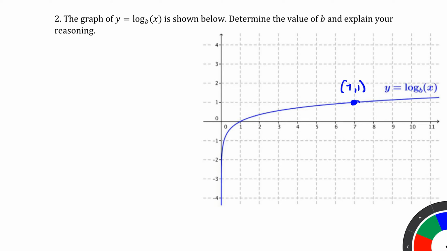So if the x value is 7 and the y value is 1, I can replace those in my equation and solve for b. So I have 1 equals log base b of 7. Now I could guess and check at what b is going to be, or I can rewrite this as an exponential function. So I know if it's an exponential function, the base is b, the exponent is 1, and the answer is 7. We learned that in lesson 3. Therefore, b is just 7.